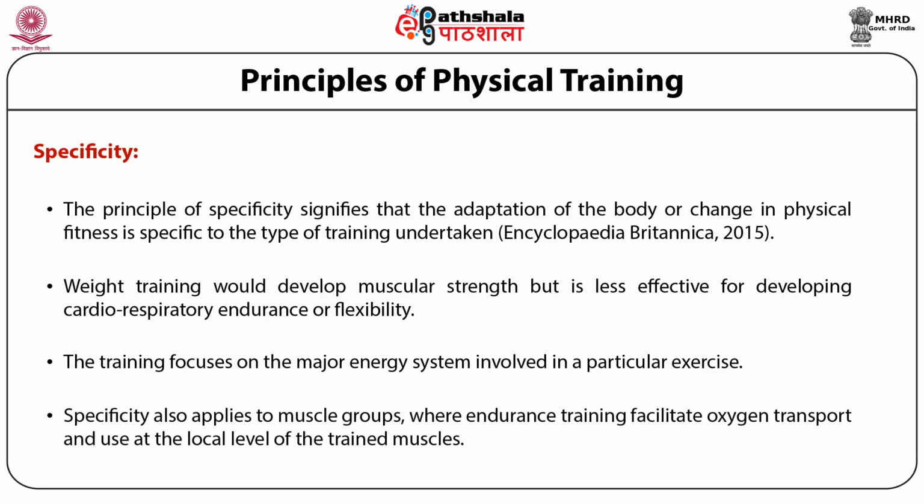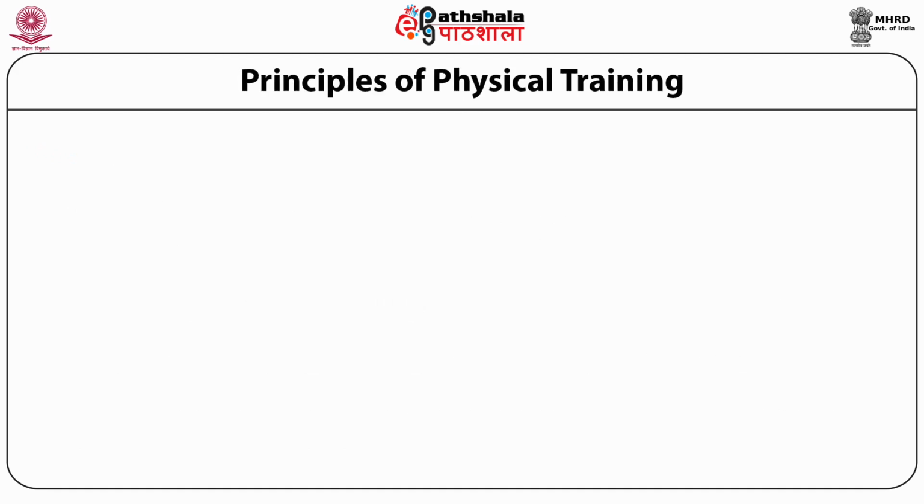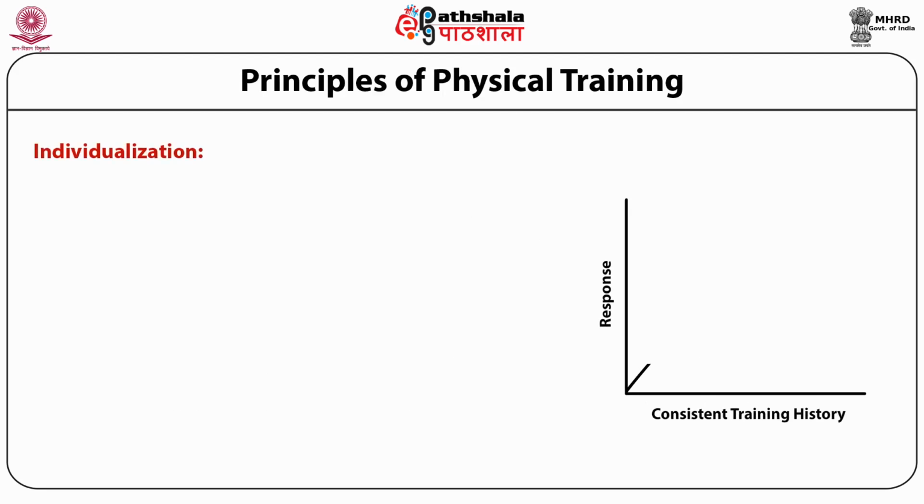Specificity also applies to muscle groups, where endurance training facilitates oxygen transport and use at the local level of the trained muscles. Such aerobic improvements are the consequences of greater regional blood flow in active tissues via increased microcirculation and effective redistribution of cardiac output, or both, as said by McArdle et al. in 2010. Now, the next characteristic is individualization.